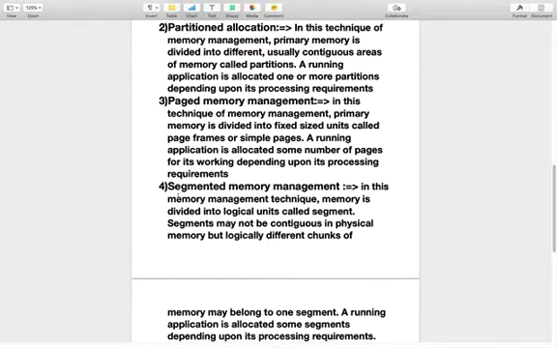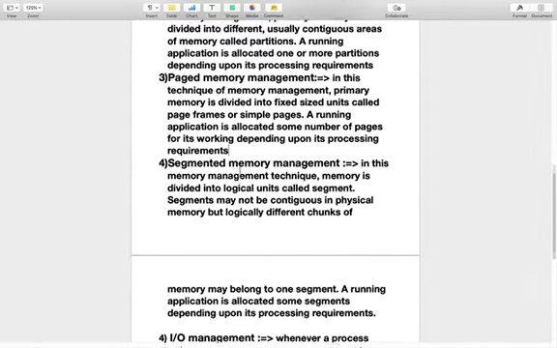Next is paged memory management. In this technique of memory management, primary memory is divided into fixed size units called page frames or simply pages. Primary memory means our RAM. A running application is allocated some number of pages for its working depending upon its processing requirement.